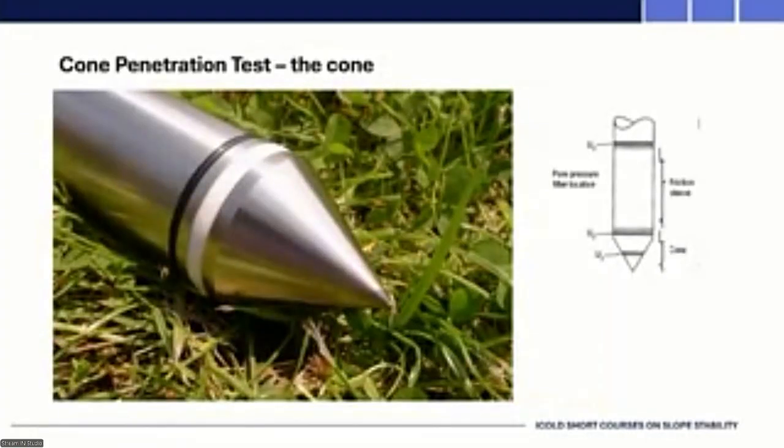Here's a typical good quality cone. You'll see the white is the ceramic through which we measure the pore pressure at this position, U2. There was also a measurement on the face of the cone, called U1, but that's now been consigned to history. That's a really good quality cone.